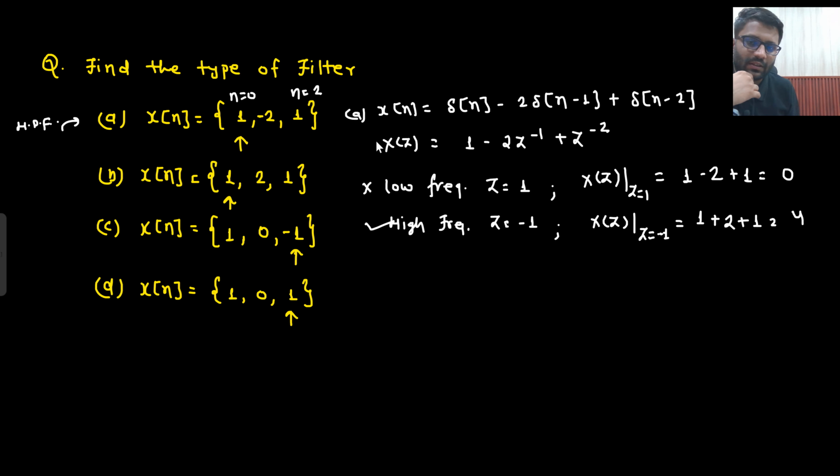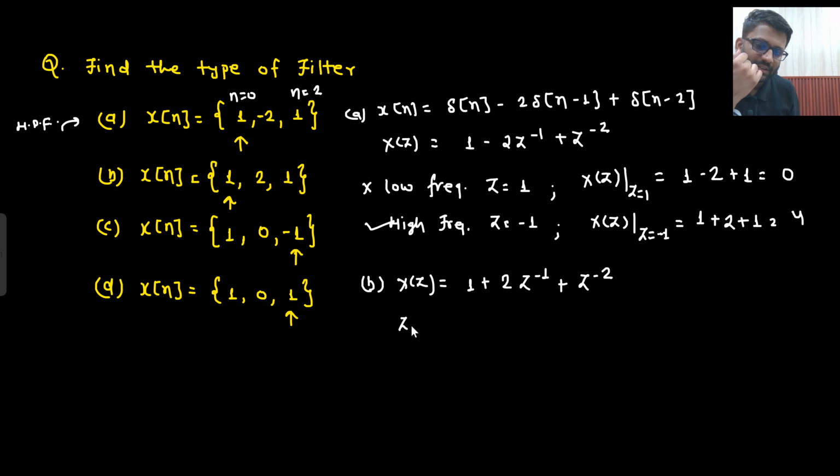This was your A. What about B? So what would be your x of z? Directly I will write x of z. So x of z would be, delta n, sorry, 1 plus 2 z to the power minus 1 plus z to the power minus 2. Is that clear to you? 2 delta of n minus 1 plus delta of n minus 2. So 1 plus 2 z to the power minus 1 plus z to the power minus 2.